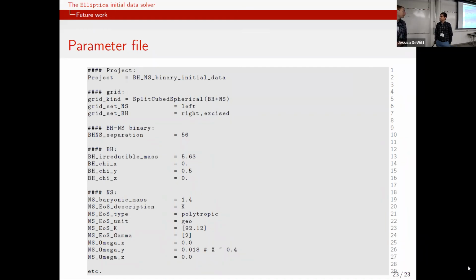I just have a very quick yes/no question: tabulated equation of state support for nuclear matter. Do you plan it? Yeah, I plan it, and it should be easier. So it'd be good, yeah. Knock on wood.